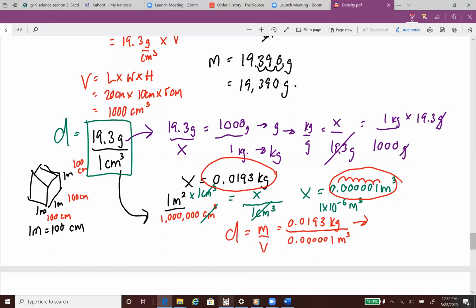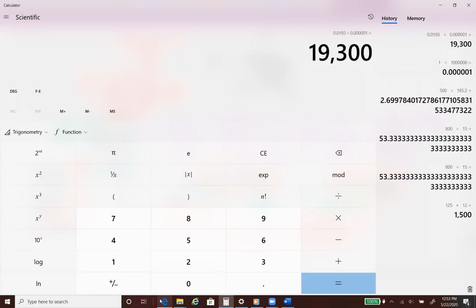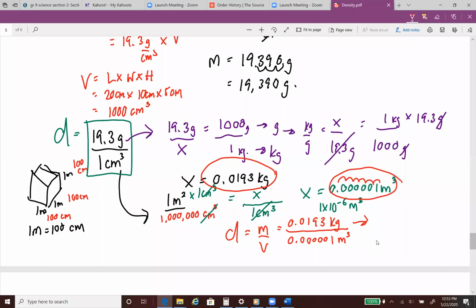Well, 0.0193 divided by 0.000001, with 5 zeros and a 1, is equal to 19,300. So 19,300 kilograms for every meter cubed.